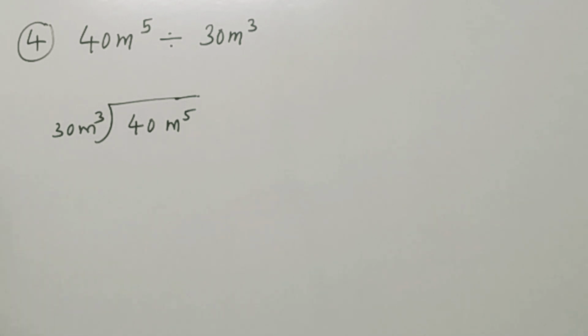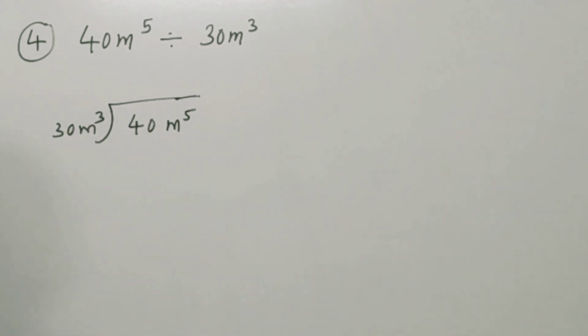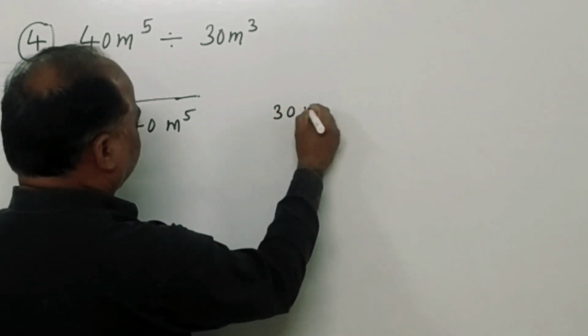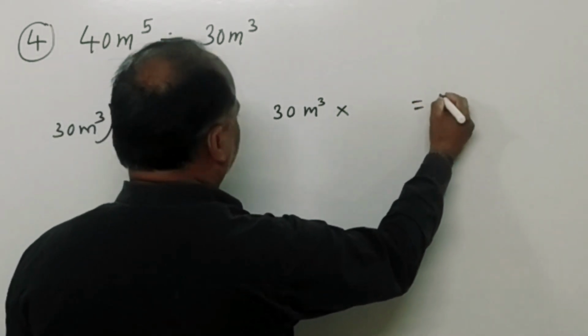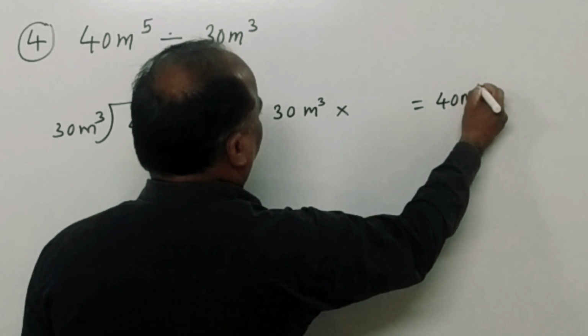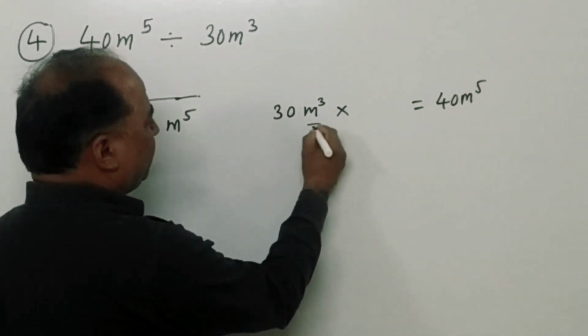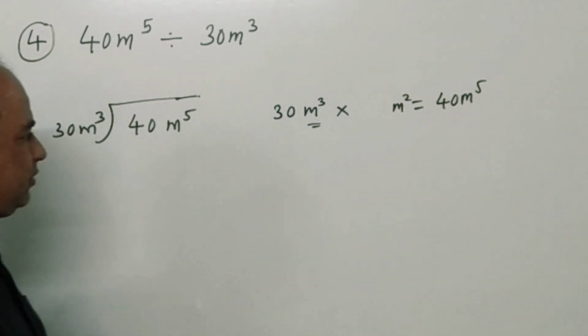Fourth example, 40m raised to 5 divided by 30m cube. So 40m raised to 5 divided by 30m cube. So now here 40 is not going in the 30 table. So here you have to find such a quotient so that the dividend will be 40m raised to 5. Now if you consider the variable, m cube into m square will be m raised to 5.